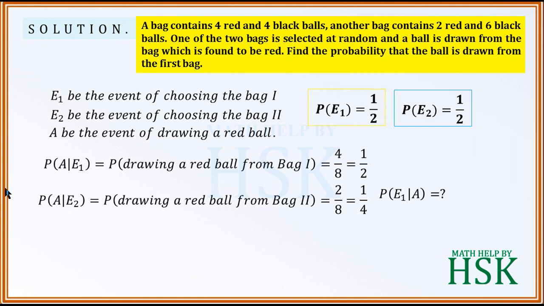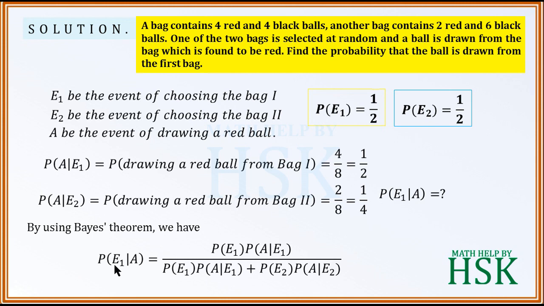So we have defined these events in such a manner because we are going to solve this question by Bayes theorem, and Bayes theorem states that the probability of E1 given A is equal to probability of E1 into probability of A given E1 upon probability of E1 into probability of A given E1 plus probability of E2 into probability of A given E2.